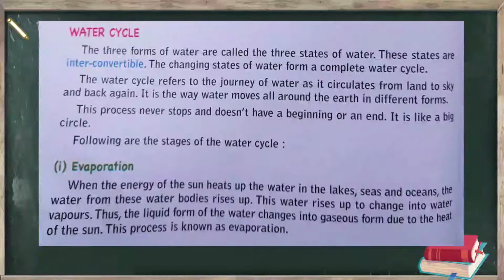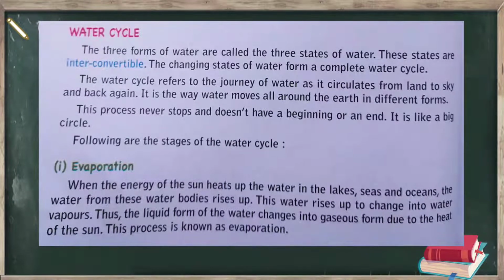Evaporation. When the energy of the sun heats up the water in the lakes, seas and oceans, the water rises up. When we see rivers filled with water, lakes and oceans, what happens when the energy of the sun heats them? The water changes into water vapor and rises up. Thus the liquid form of water changes into gaseous form.